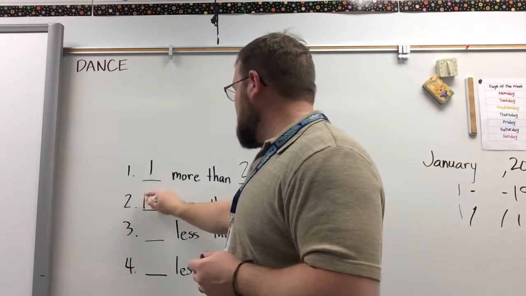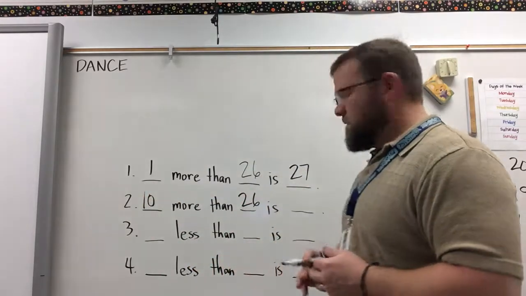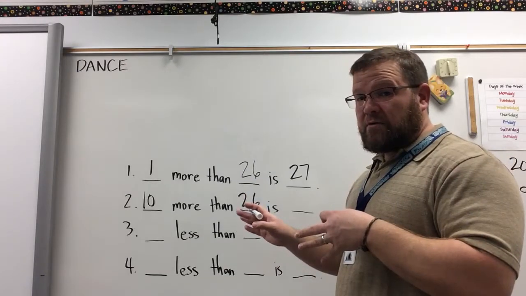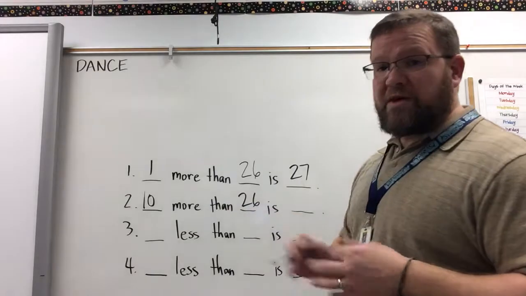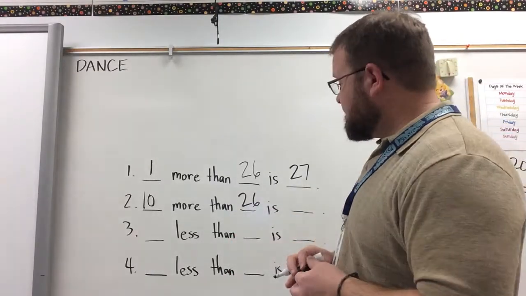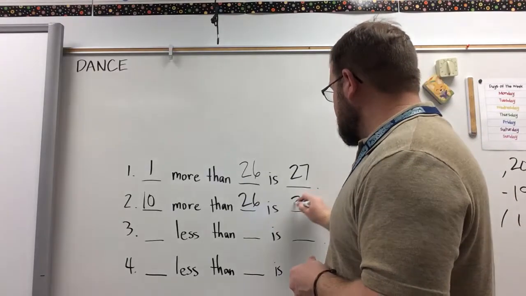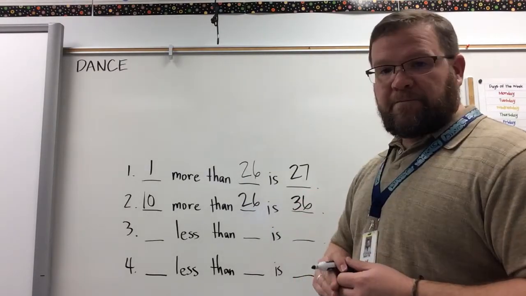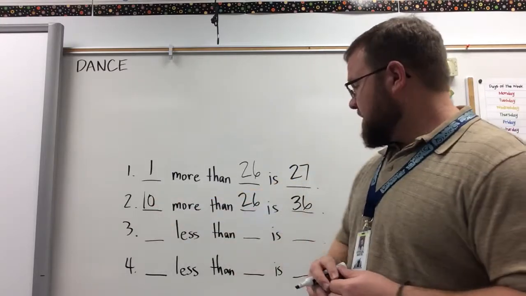How about 10 more than 26? Now remember, you're just going to add 1 to the tens place. And the tens place for the number 26 is the 2, because there's 2 groups of 10. 10 more than 26, that's right, becomes 36. Okay? So our ones place didn't change when we're finding 10 more.